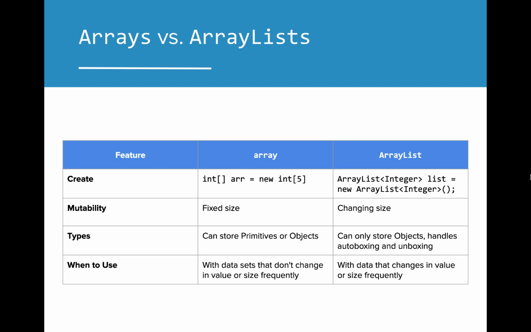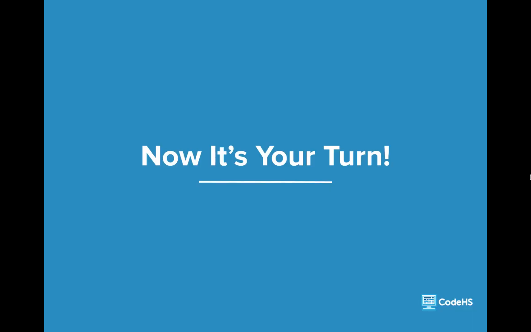While arrays and array lists are fairly similar data structures, the key differences between them lie in their creation, mutability, and the types of data they can store. While arrays are a fixed size, array lists can contract and expand, and they can only store objects, whereas arrays can store both primitive and object values. Now that you've learned about array lists, let's get some practice using them in the editor.